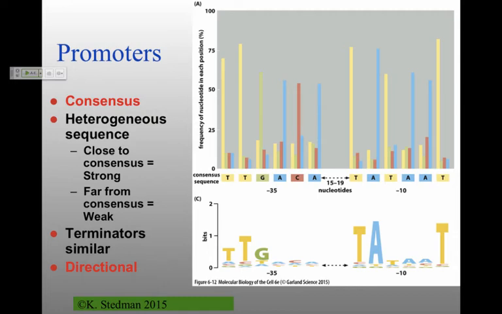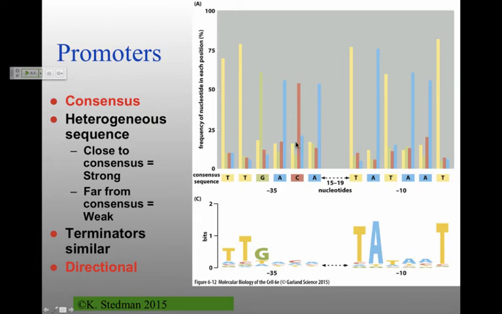So here, 35 nucleotides away from where your transcription starts, you have almost always a thymidine, followed by almost always a guanine, followed by adenine, cytosine, and adenine. No, I do not expect you to remember this sequence.